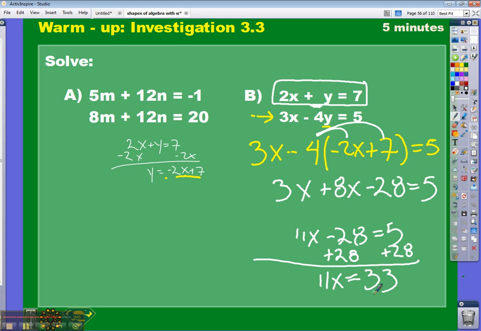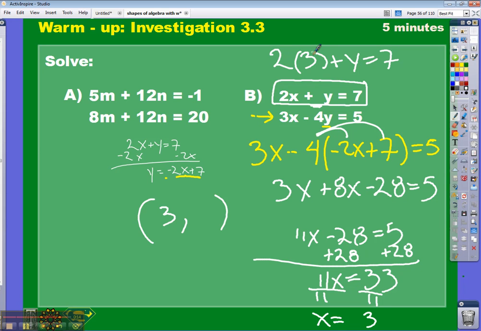That's convenient. It's a multiple of 11. So what am I going to do to both sides? Divide by 11, divide by 11. And so I get x is equal to 3. So if I'm looking at my answer, I know x is 3. I still need to find y. Well, let's plug it in. So we have 2 times, what's our x value? 3 plus y is equal to 7. 2 times 3 is? 6 plus something is equal to 7. What's that something? 1. And so I've solved the system by substitution.